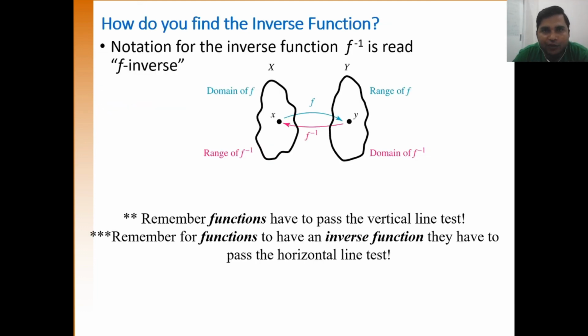How do you find the inverse function? So the inverse function f to the power minus 1 is read as f inverse, and the domain of the function is actually the range of f inverse, because x becomes y and y becomes x. So the domain of f becomes the range of the inverse function, and the range of the function becomes the domain of the inverse function. For functions, there is a vertical line test, and for the inverse function there is a horizontal line test. Okay, if the function passes the horizontal line test, then only the inverse is defined for that function.